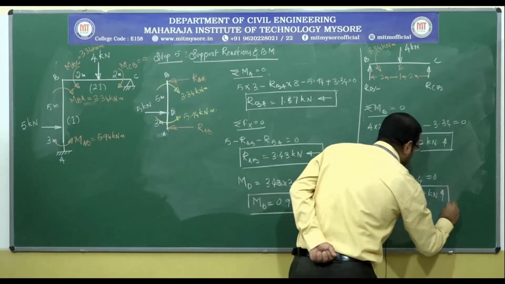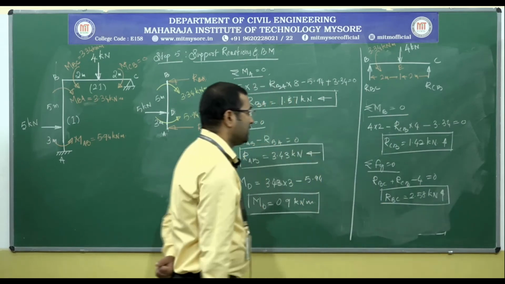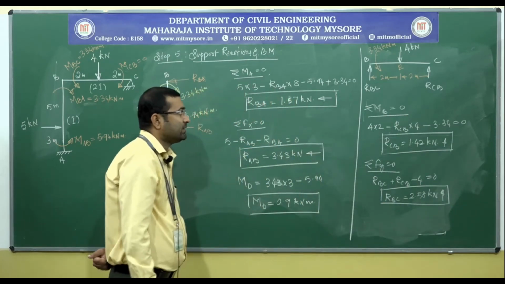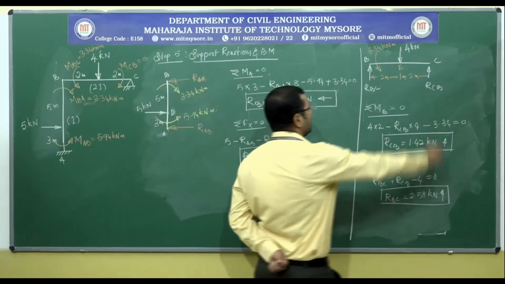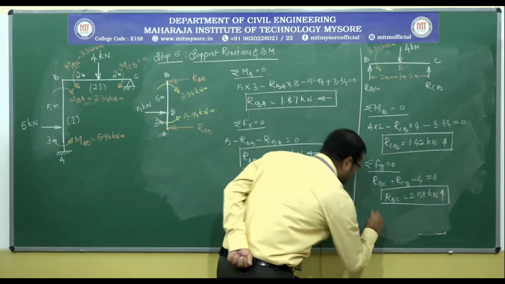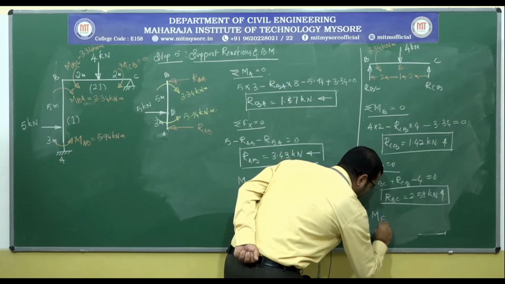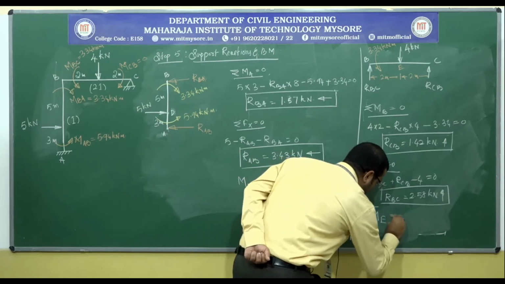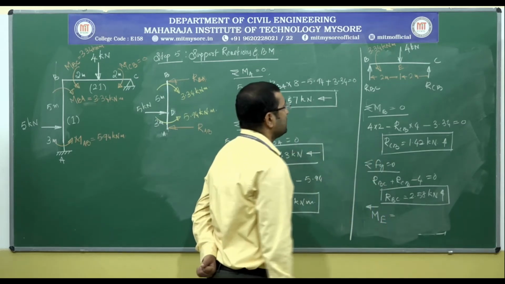Right. Now, we got the support reactions. The next is we need to work out how much is the maximum bending moment under the concentrated load, that is moment at E. For this, I will consider the left portion of the beam.